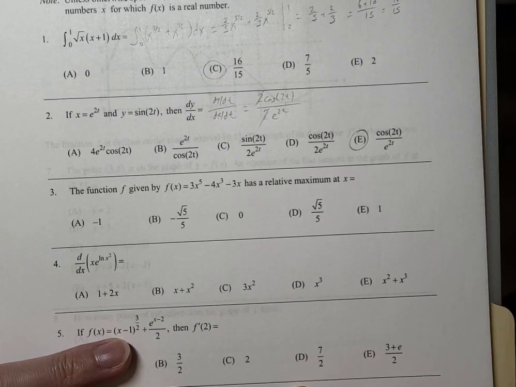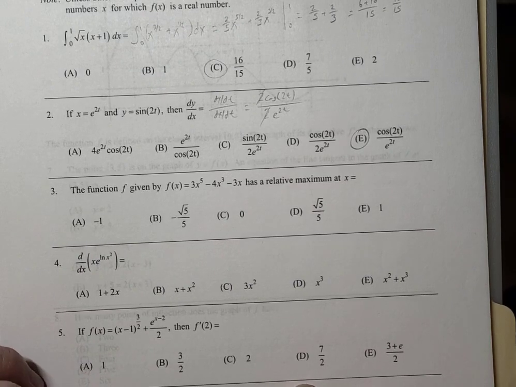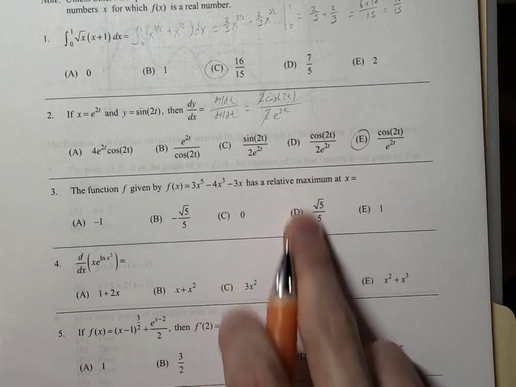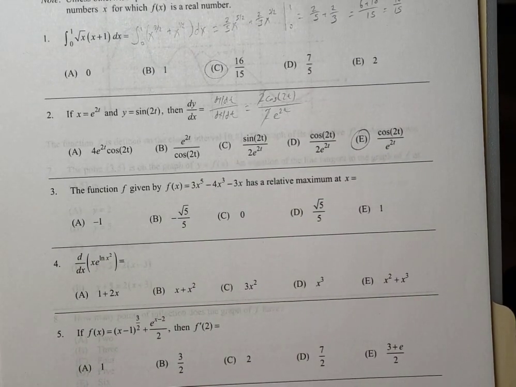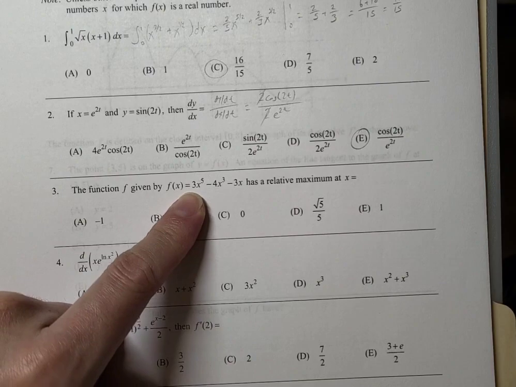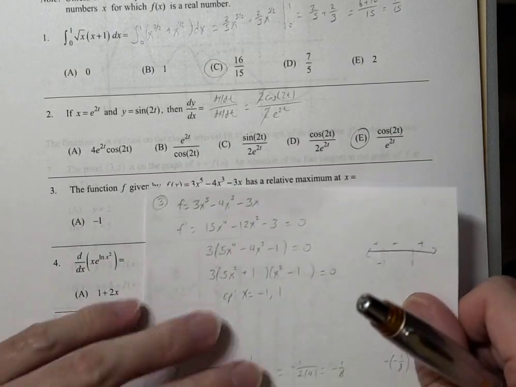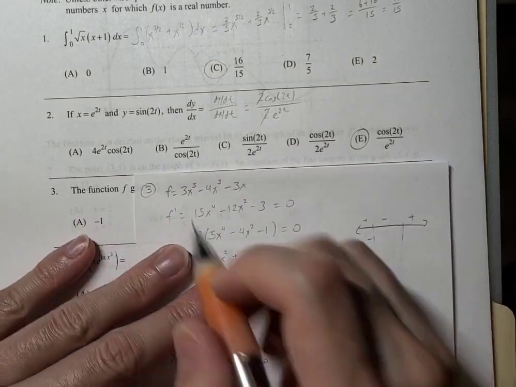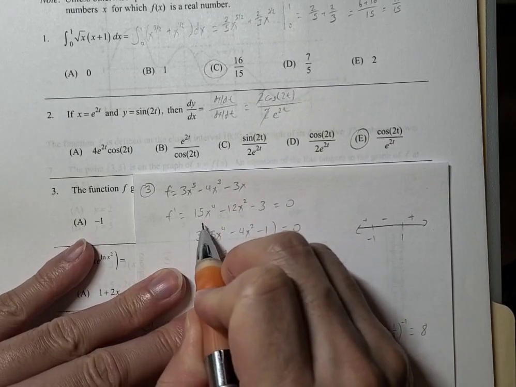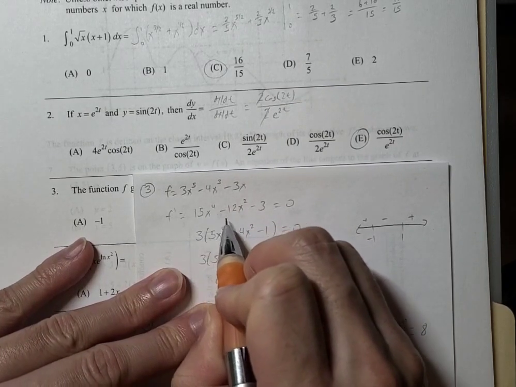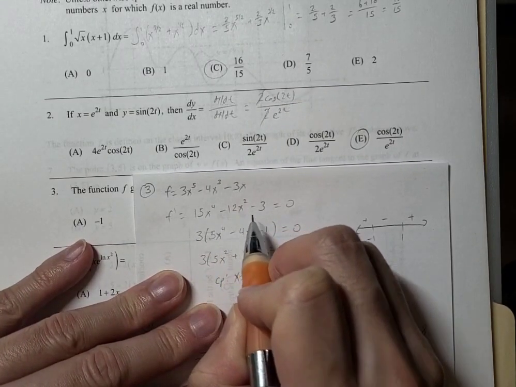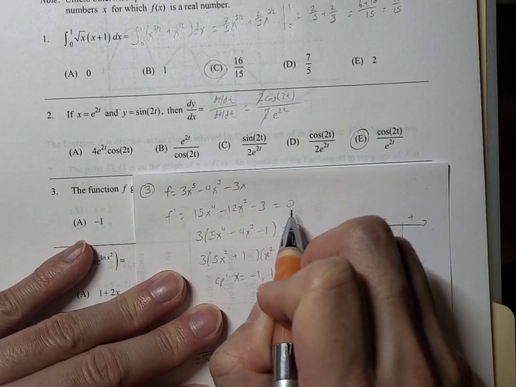Function f is given by this polynomial and has a relative max at x equal to what? When it talks about relative max or min, that should signal let's take the first derivative. Okay, so I did this beforehand. We want to differentiate f to find f prime. That's just the power rule. f prime is 15x to the 4th minus 12x squared minus 3. Okay, we set it equal to 0 to find our critical points.